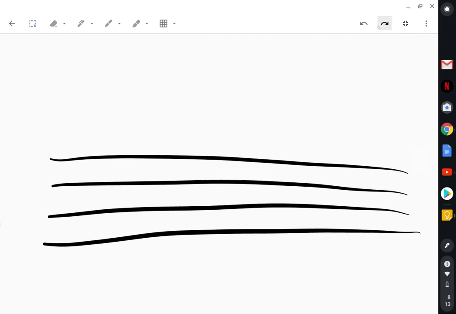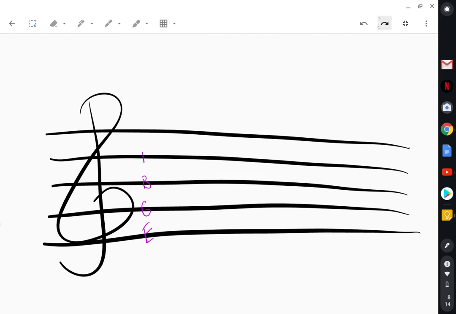Let's go ahead and take a look at what it looks like to have ledger lines written above the treble clef. So we already established that the first note that we're going to see is G, and this is considered a space note, and it does not actually need a ledger line. So what do these ledger lines actually look like? It's literally just another line. But what it means is that we can put a note on that line.